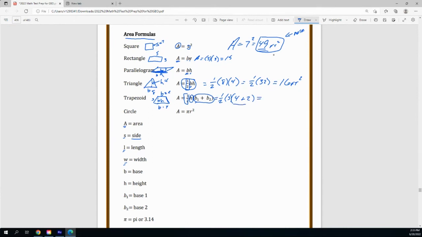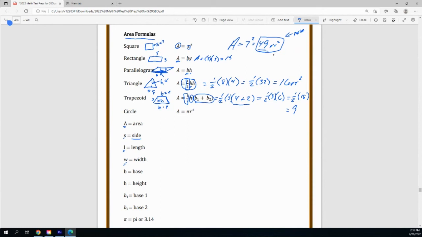So let's go ahead and solve this thing. Again, order of operations says you do this first. 4 plus 2 is 6. So I'm half of 3 times 6. 3 times 6 is 18. So half of 18. So that means my area would be equal to 9.